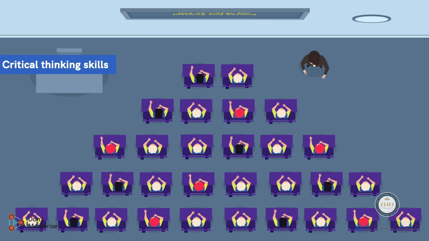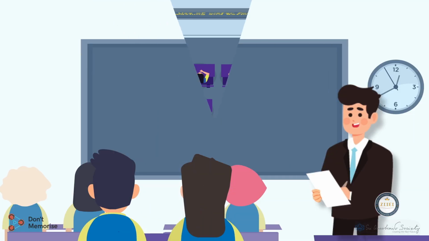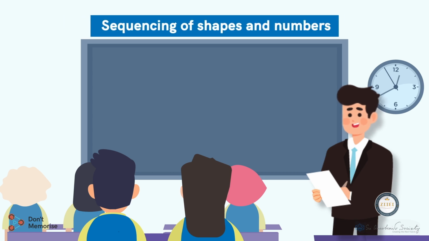After they've finished responding, conclude by informing them that we will be drawing the pattern in which they're seated. Draw the pattern on the board with the help of some leading questions. Through this activity, we will be explaining the concept of the sequencing of shapes and numbers.